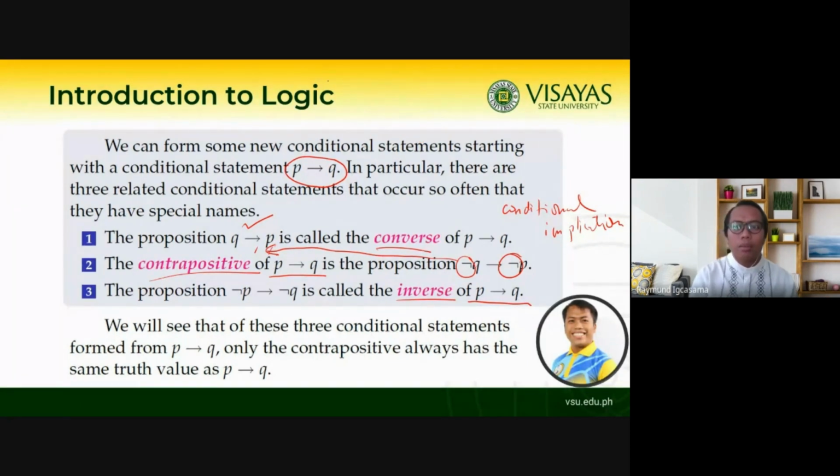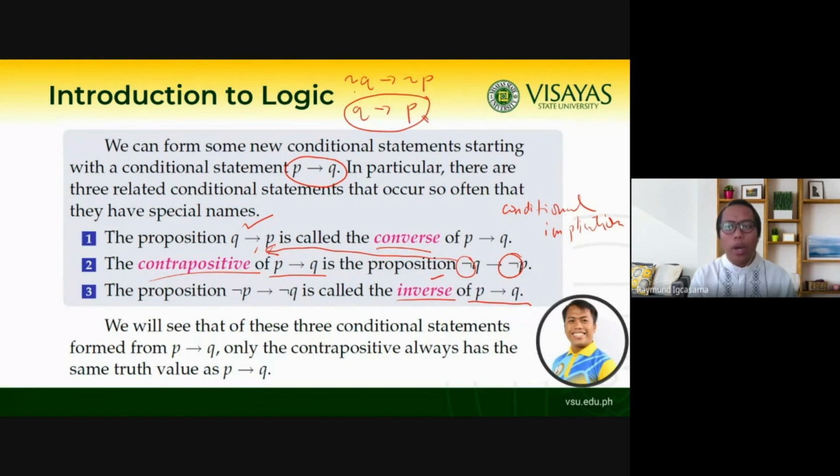Okay? Let's say for example you have the statement not Q implies not P. So what is its inverse? The inverse is just the negation of your proposition. So we just negate it, and it becomes Q implies P. So this is your inverse. Okay? So if this is your given statement, its inverse is this.